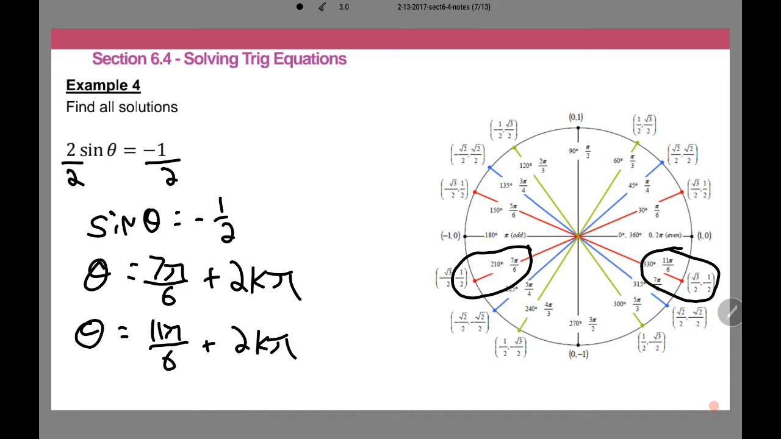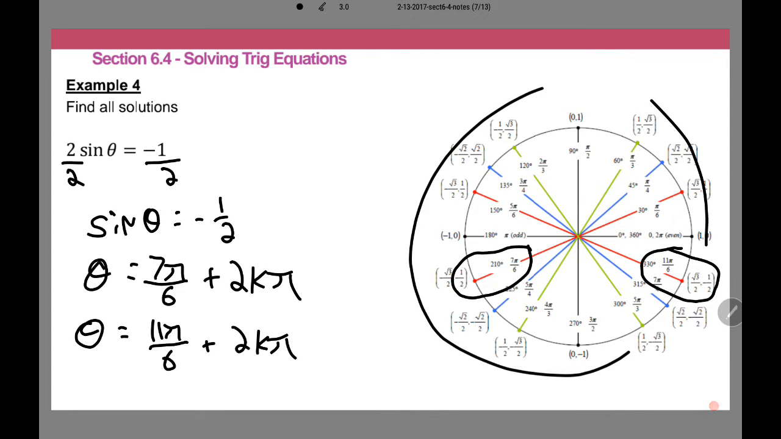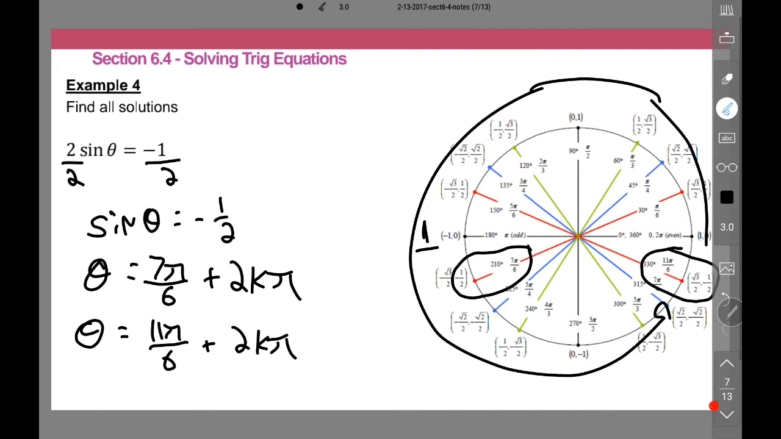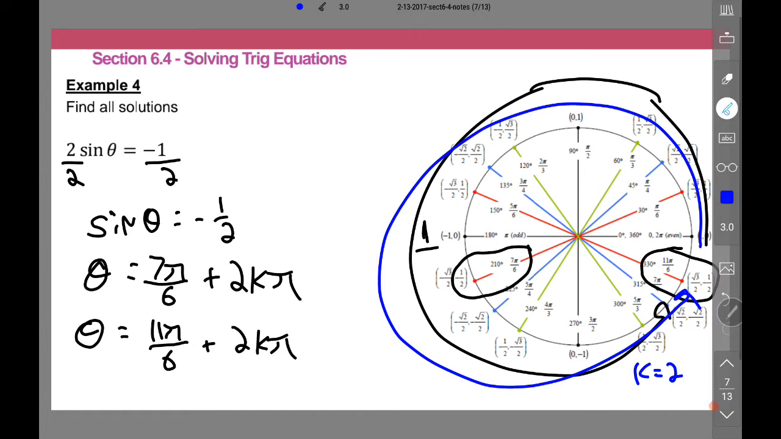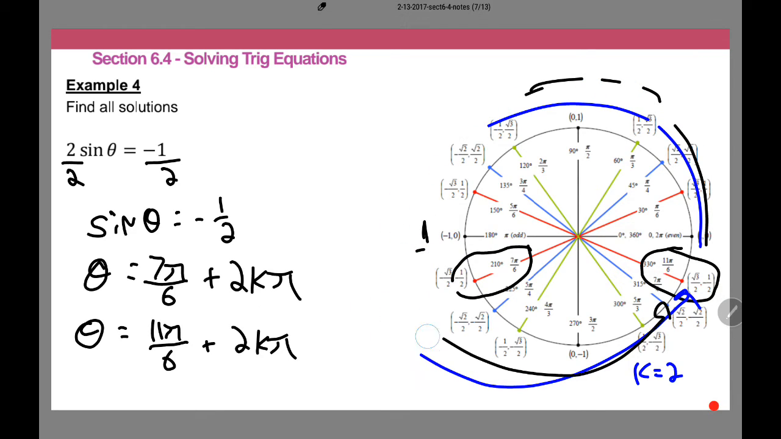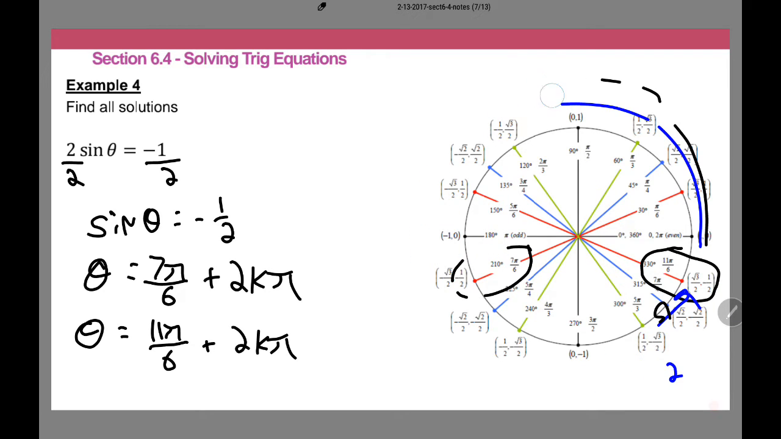So again, k is the number of times you go around the circle. So if I go around once, I'm here. If I go around, so that's 1. If I go around twice, that's k equals 2. And I keep going around however many times we need to, I still get to that same value. So I found all solutions where 2 sine of theta equals -1.